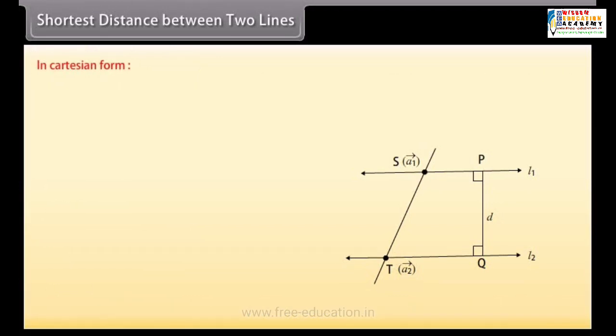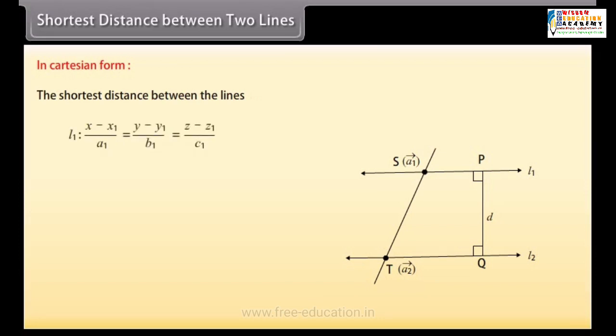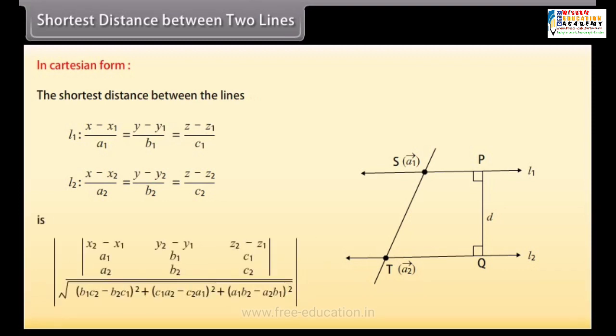In Cartesian form, the shortest distance between the lines L1: (x − x1)/a1 = (y − y1)/b1 = (z − z1)/c1, and L2: (x − x2)/a2 = (y − y2)/b2 = (z − z2)/c2, is modulus of determinant, row-wise: first row x2 − x1, y2 − y1, z2 − z1; second row a1, b1, c1; third row a2, b2, c2; divided by square root of (b1c2 − b2c1) squared plus (c1a2 − c2a1) squared plus (a1b2 − a2b1) squared.